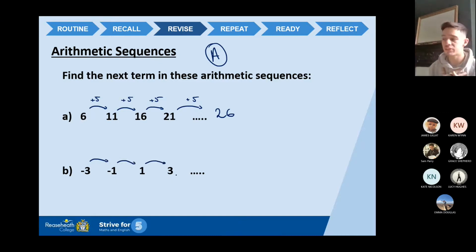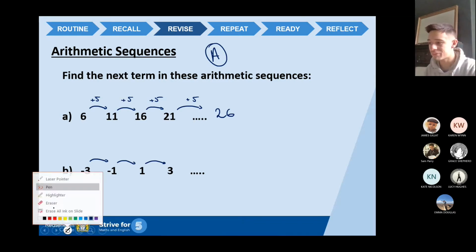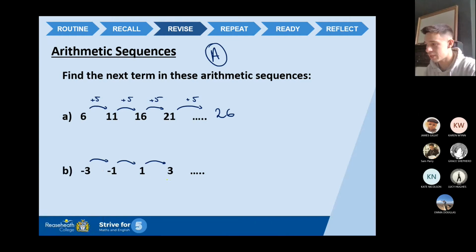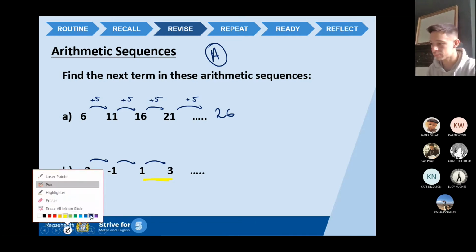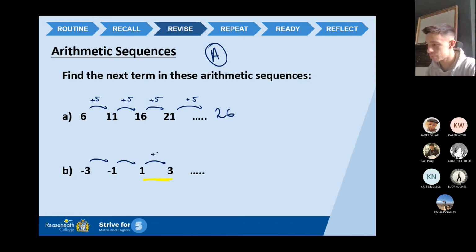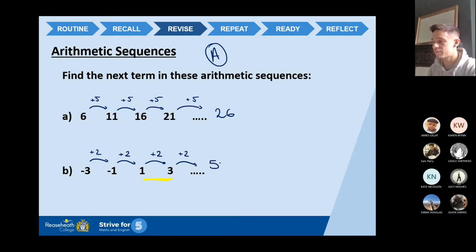Now, personally for me, guys, I like dealing with positive numbers. So to make my life easier, I'm going to look at this here, 1 and 3. Well, how do I get from 1 to 3? I add 2. Let's just see. Minus 1, add 2. Yeah, it does give me that. So I can safely say, well, plus 2 is the rule here. 3, add 2 is going to give me 5. So they're my two examples there.